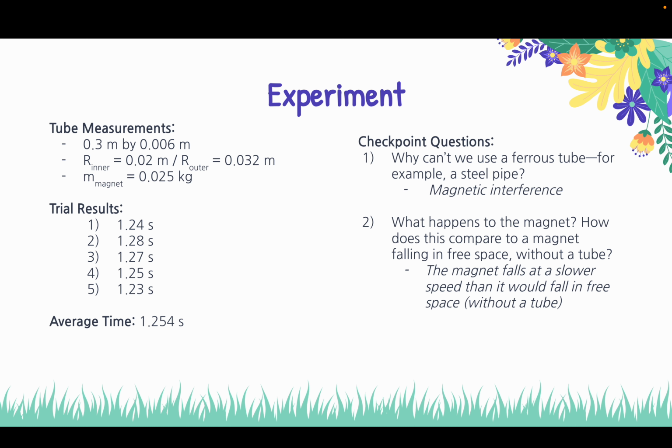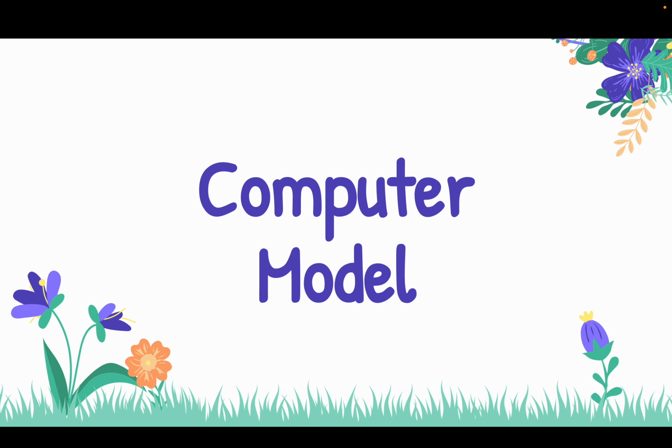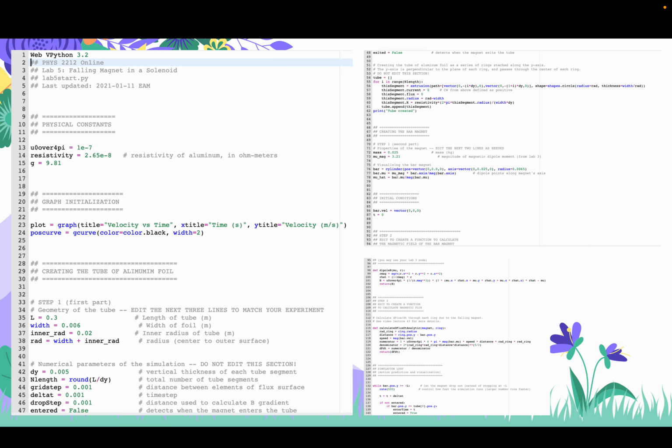And then the other question, what happens to the magnet and how does this compare to a magnet falling in free space without a tube? The magnet in the tube falls slower than it would in free space because of the forces and the current slowing it down. For the computer model, I'm just going to quickly go over it.